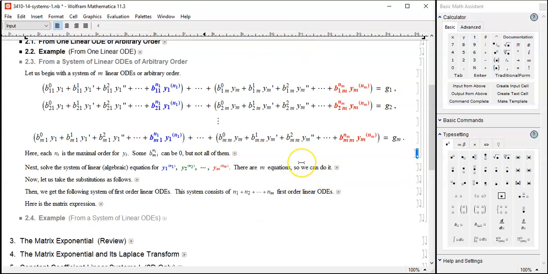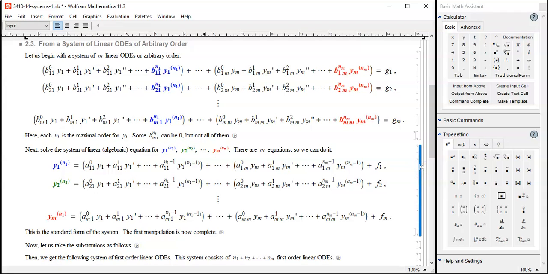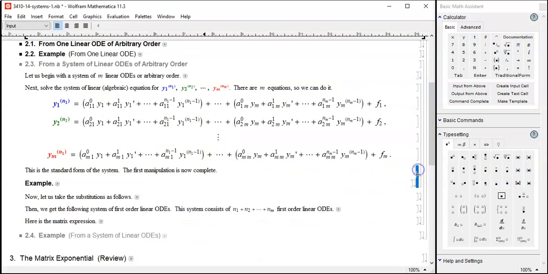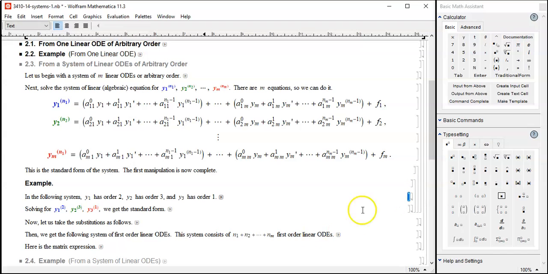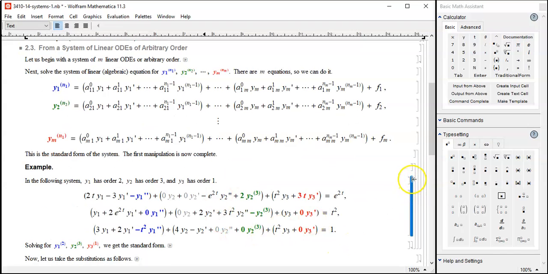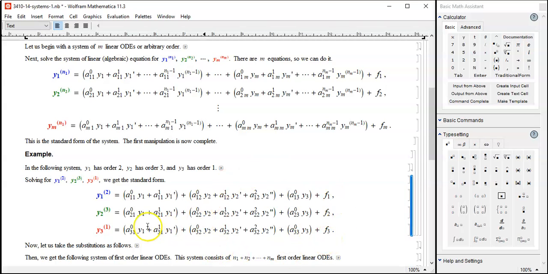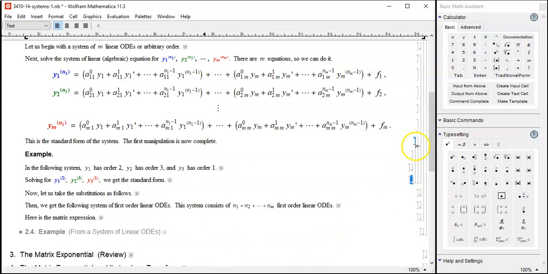So in this kind of circumstance, we can algebraically solve for y1 to the maximal derivative, y2 maximal derivative, ym maximal derivative. Because there are m such unknowns, you can algebraically solve it using the elimination and substitution method, just an algebraic method, and you're going to get some expression. For example, in this example, you can algebraically solve them and get something. Exactly what those are is going to be a rather tedious computation.